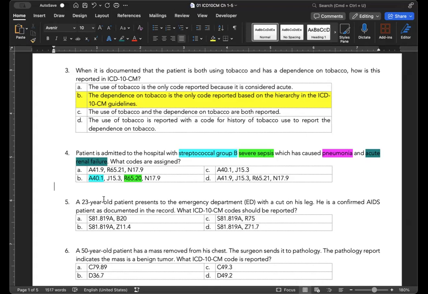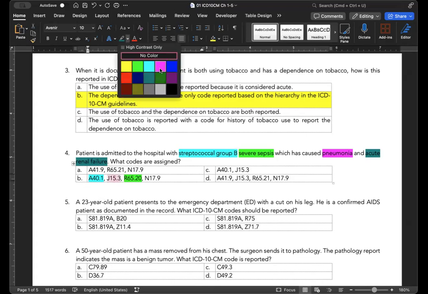J15.3. Perfect. Yeah. You're J15.3. Okay.